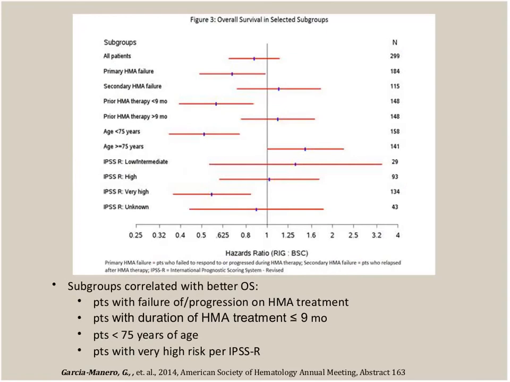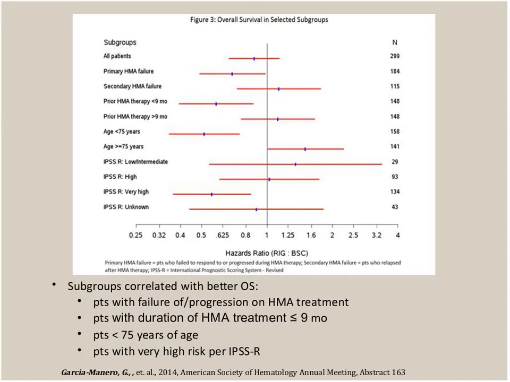In this forest plot, you see the hazard ratios, and you can see that there are 4 subgroups that seem to benefit. Those patients with primary HMA failures, those patients who received HMA for less than 9 months, patients who are less than 75 years of age. Now, this is a continuous variable. So I should mention at this point that this was looked at as a continuous variable, and patients up to the age of 80 showed this benefit. Over the age of 80, the benefit disappeared.